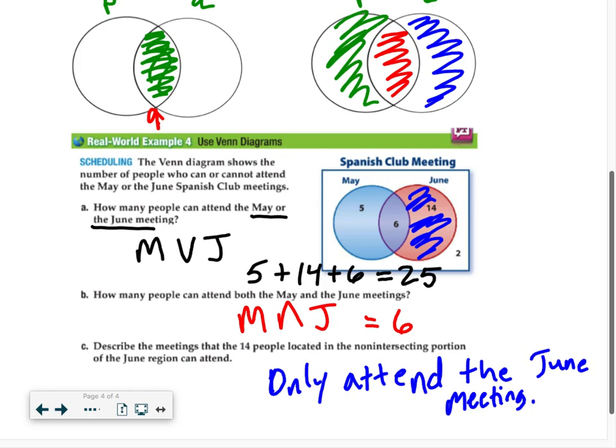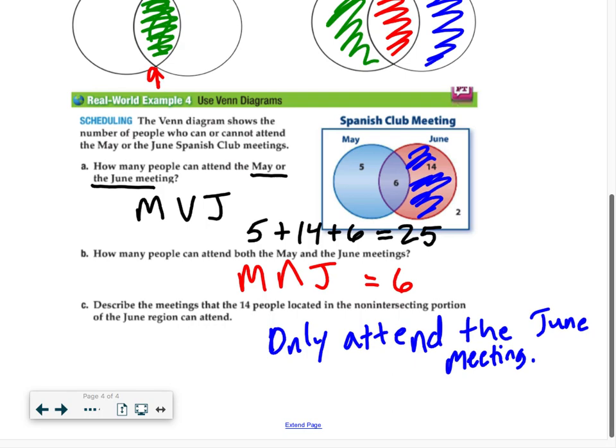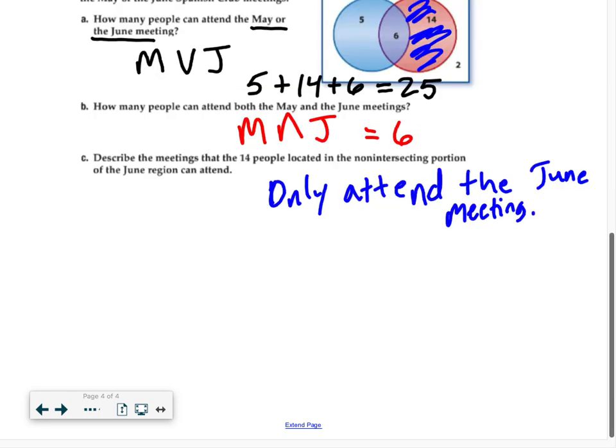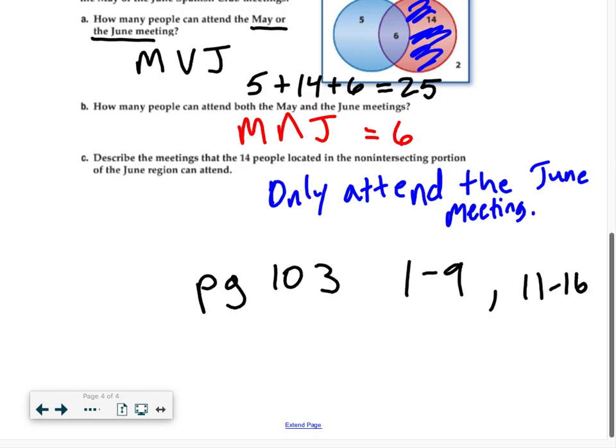Okay, so that wraps up our practice here. Again, I reminded you all about the homework at the beginning, but just to wrap up, we're looking at page 103, 1 through 9, and 11 through 16.